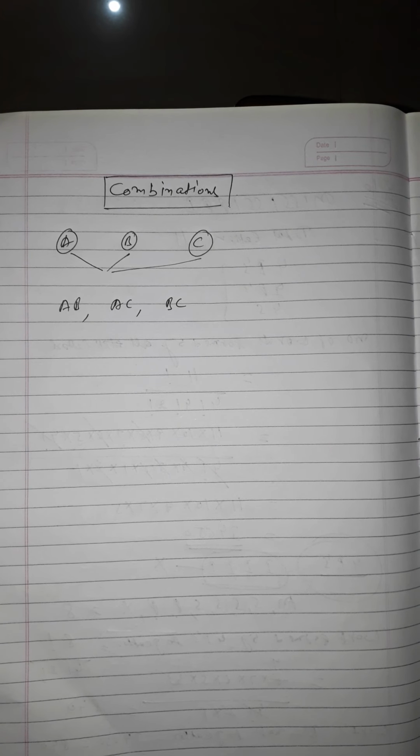Now students, here we will not take care of the order; order is not important. If we consider the order, then it will become a permutation. So this is combination, students. With the help of combination we can make three teams here.